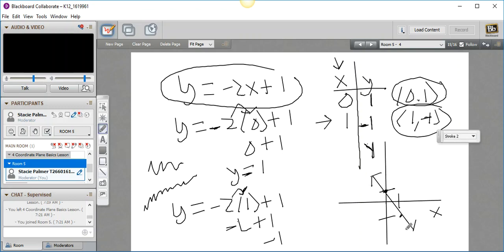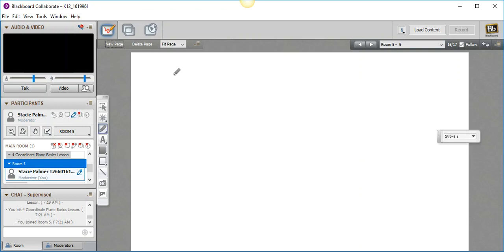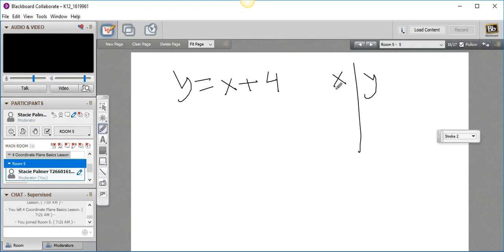Okay, so let's go ahead and do a few more together and then you can take your quiz. Okay, so y is equal to x plus 4. First thing that we do if we want to graph this line is we set up a table of values. We pick some values for x, anything that we want, and then we plug those into our equation and solve for the y.